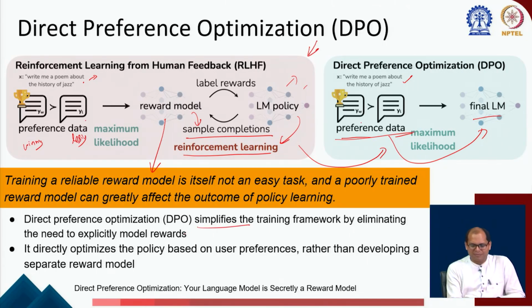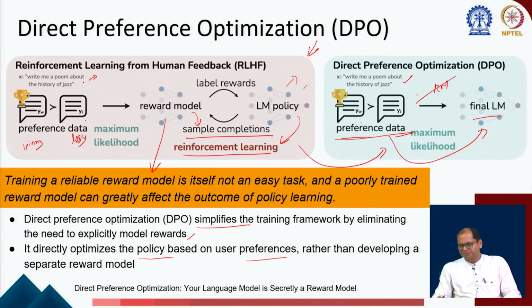So DPO, as we are seeing, can simplify this entire training framework by eliminating the need to explicitly model rewards. And how does it do that? It directly optimizes the policy based on user preferences, rather than having a separate reward model. So you don't have a separate reward model in the case of DPO, right? You get rid of that.